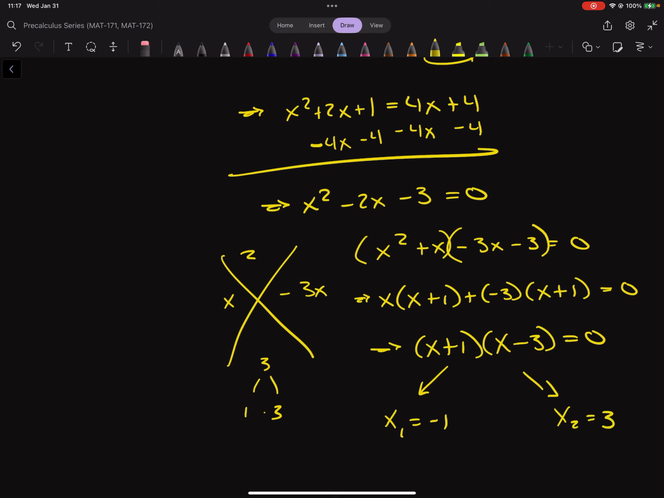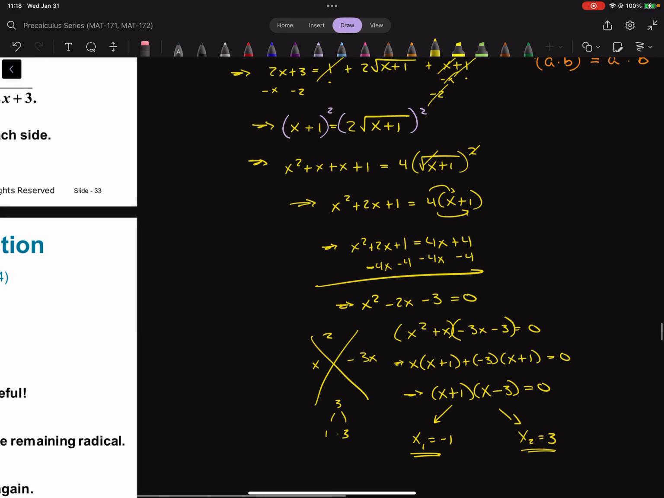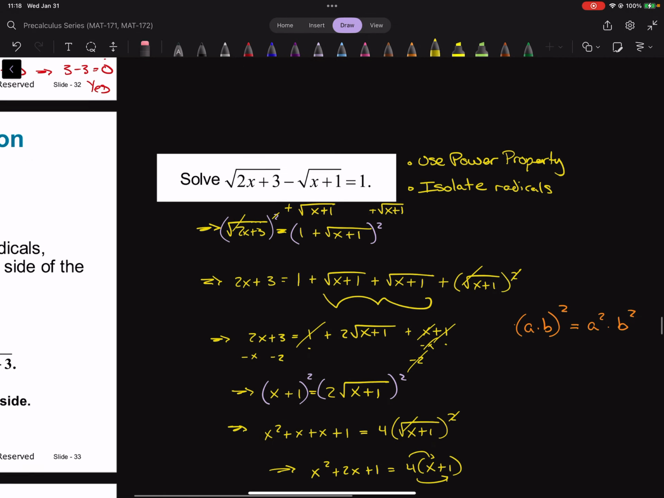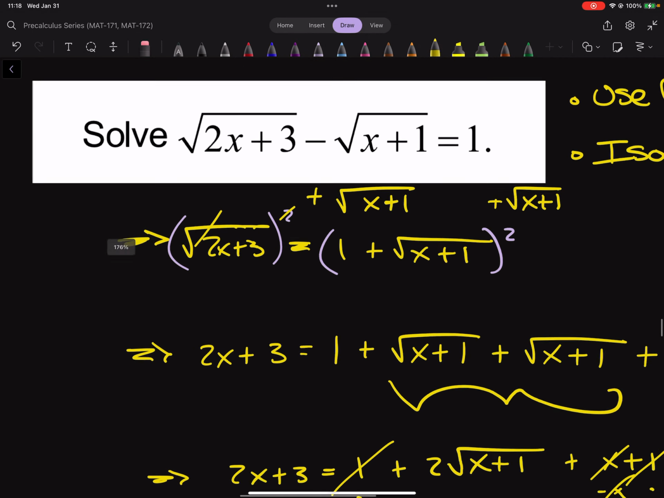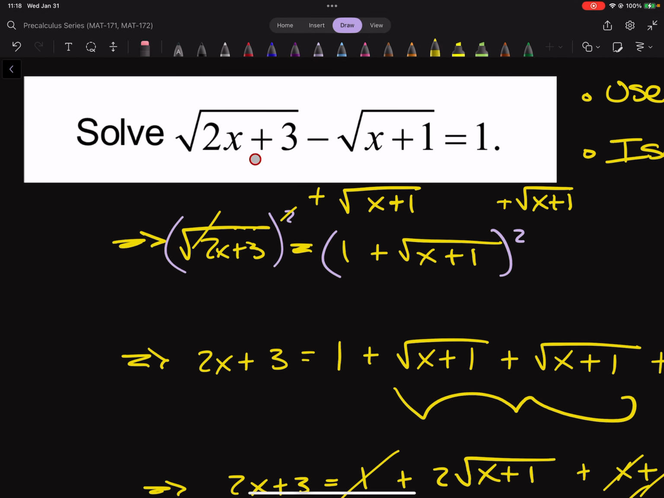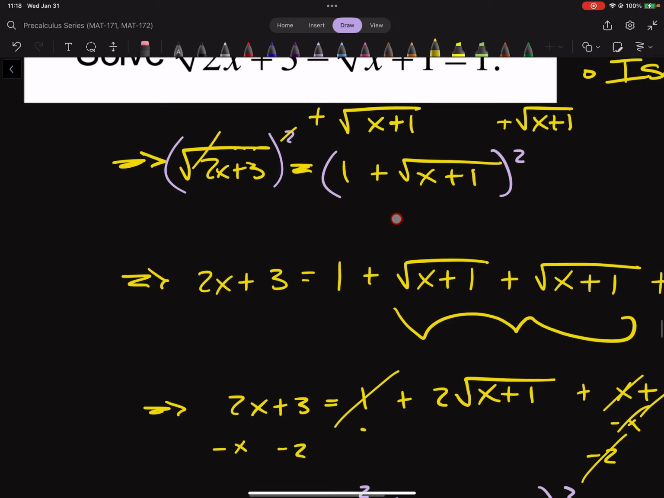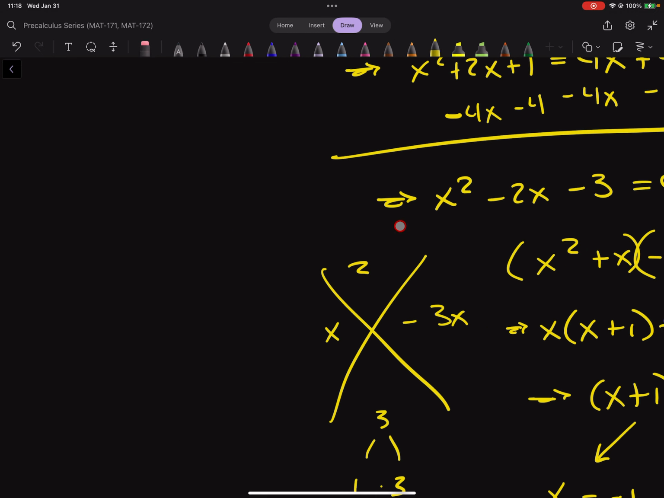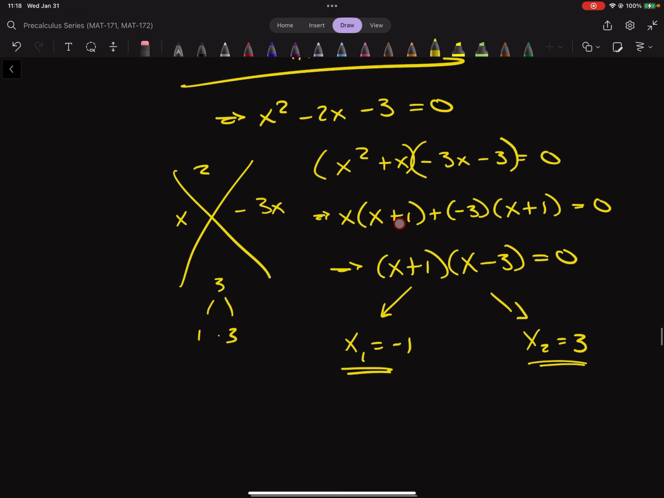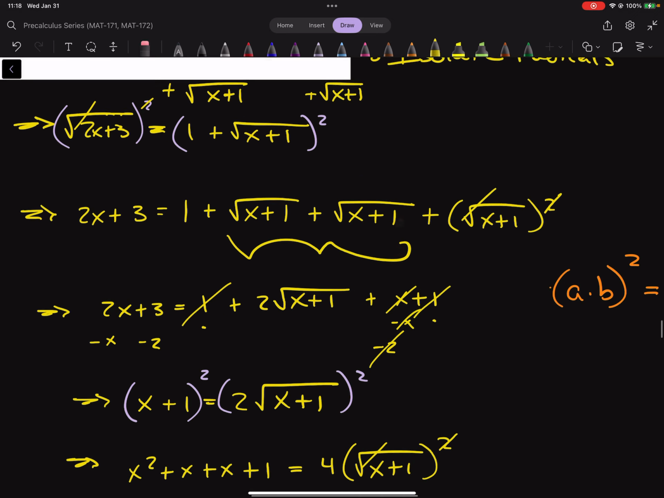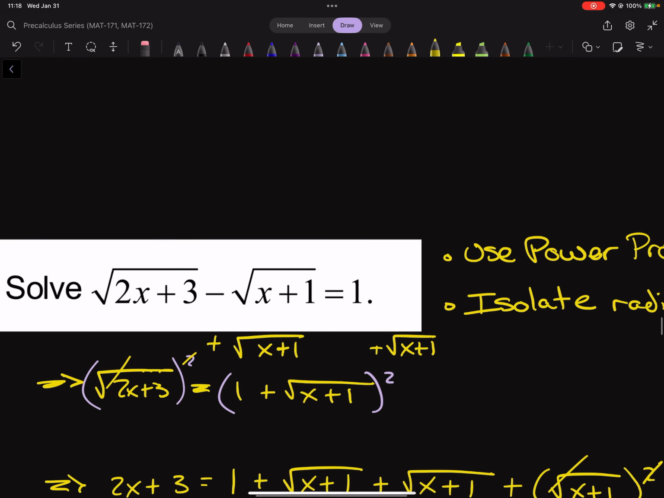All right. And we need to check these. So it's negative 1 and 3. Now what I'm looking for here, my problem would be if the values I'm entering would give me negatives under the radicals. And also that we get a true statement. So let's take a look at negative 1 first.